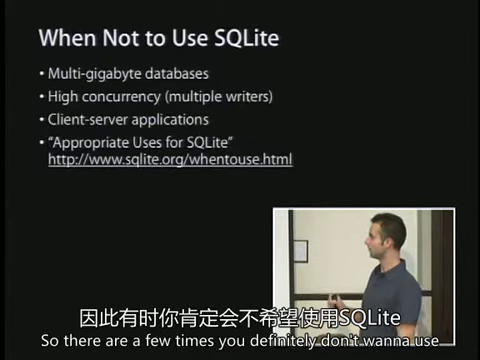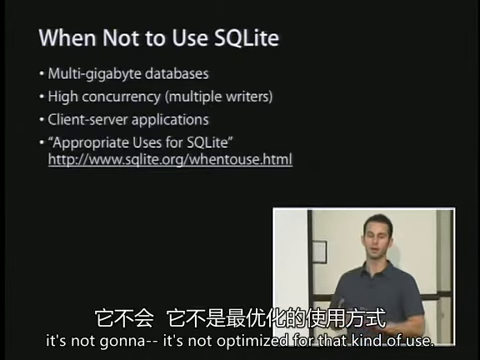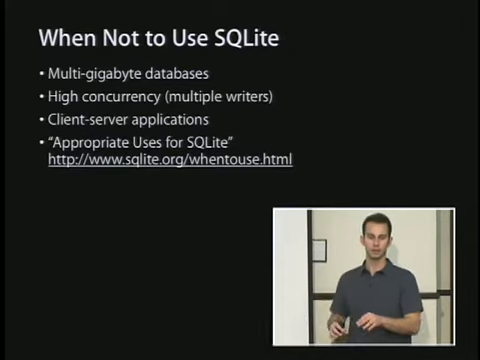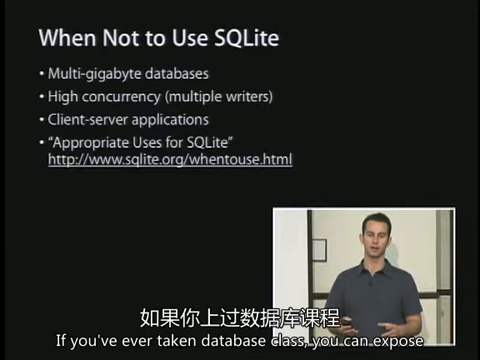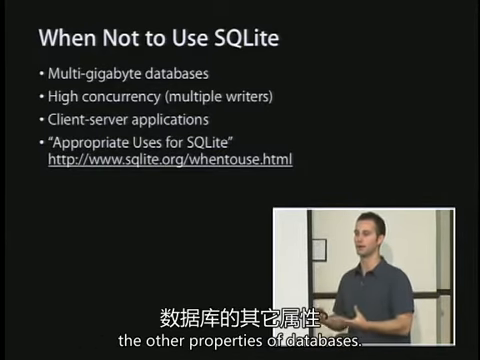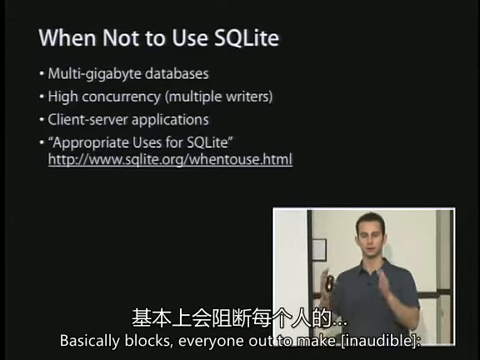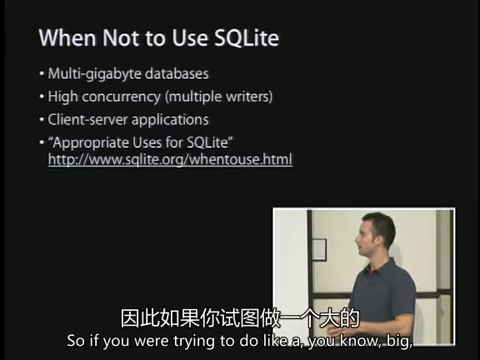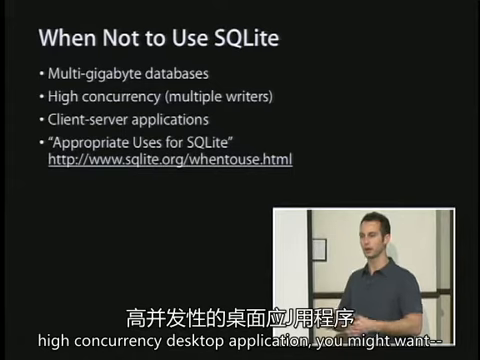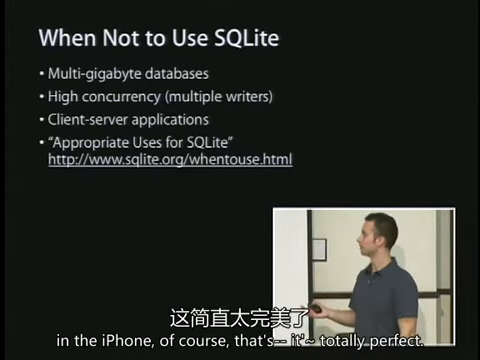So there are a few times you definitely don't want to use SQLite, though. If you have really big databases, it's not optimized for that kind of use. It doesn't handle multiple writers very well. Like, it is ACID. If you've ever taken a database class, you've been exposed to the ACID terms that are the properties of databases. It's not high performance when there are multiple writers. It basically blocks everyone out to make its writes. So if you were trying to do a big high concurrency desktop application, you might not want to use SQLite. But since that's never the case on the iPhone, of course, it's totally perfect.